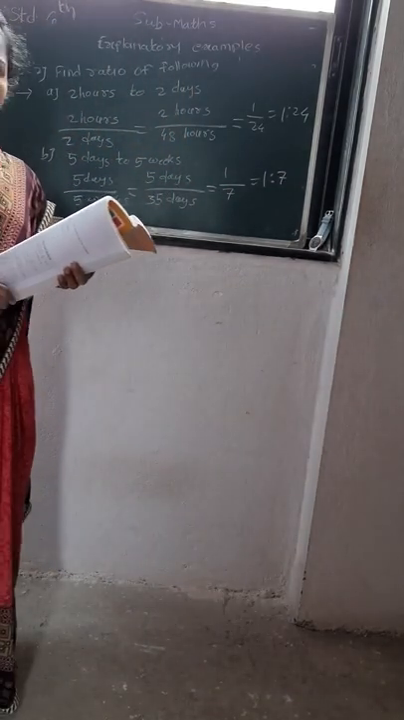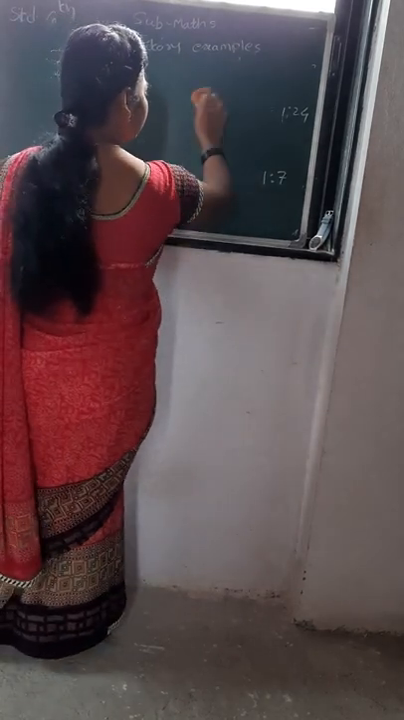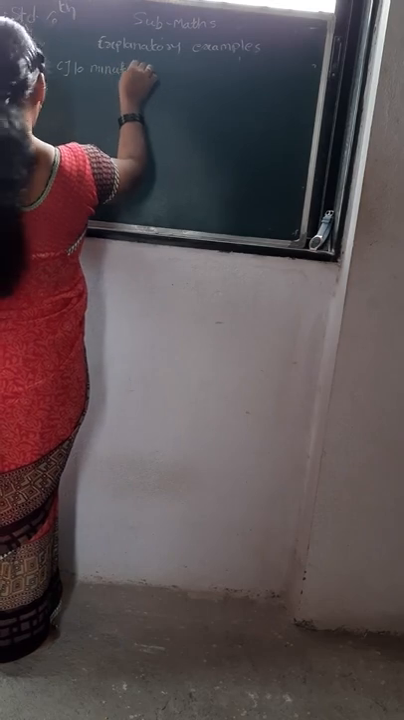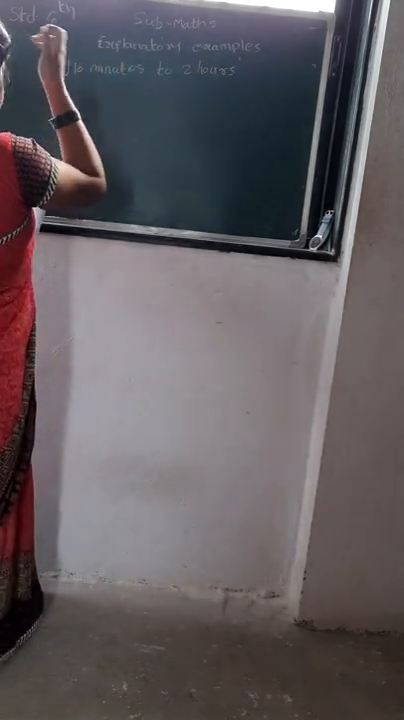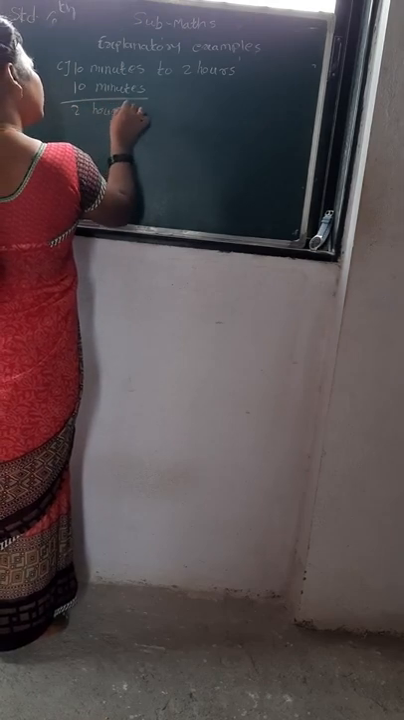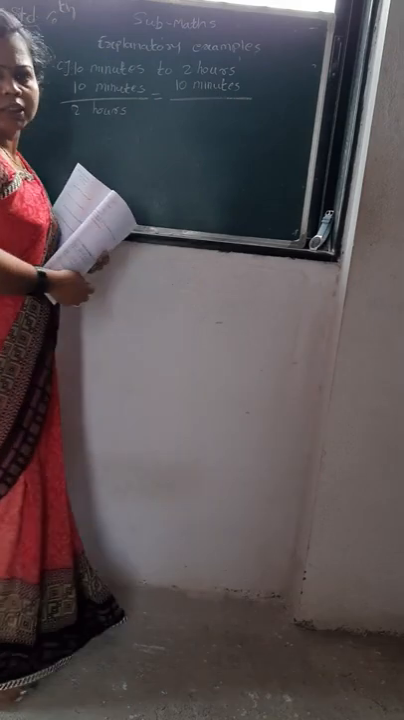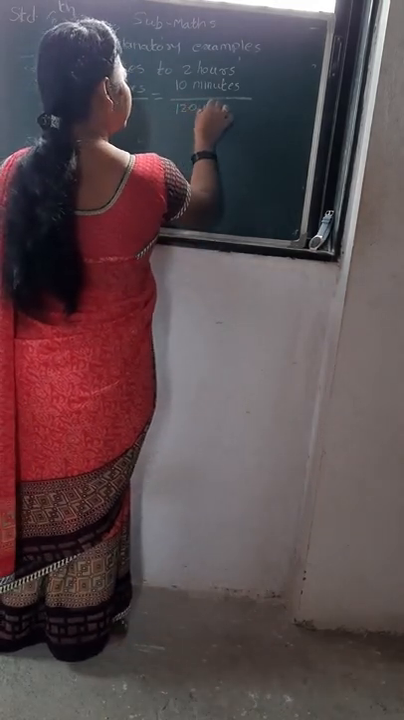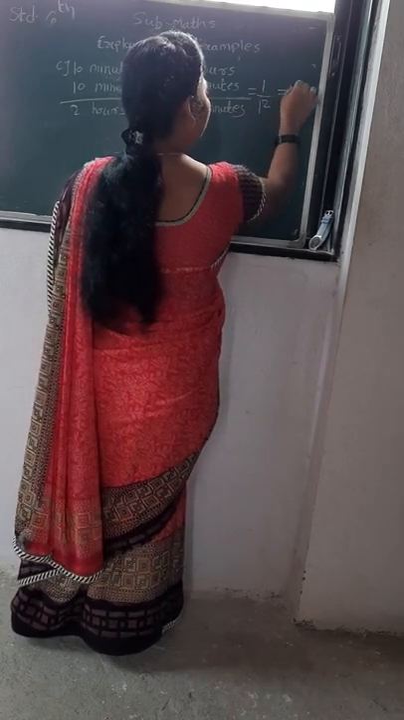Third one is 10 minutes to 2 hours. 10 minutes divided by 2 hours. 10 minutes as it is. 1 hour contains 60 minutes, then 2 hours contain 120 minutes. 0 0 gets cancelled. Ratio is 1 upon 12 or 1 to 12.